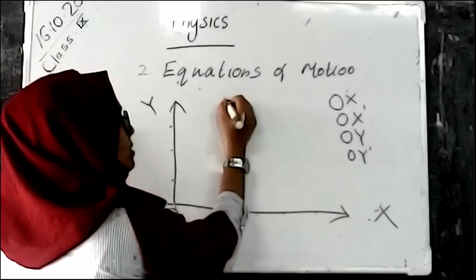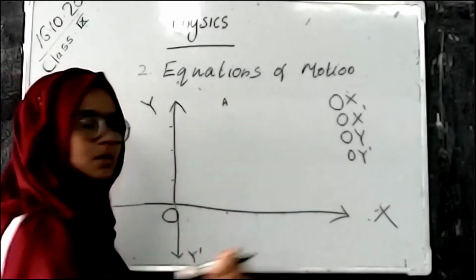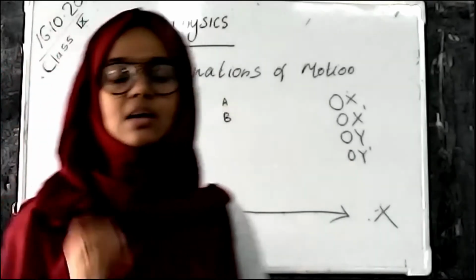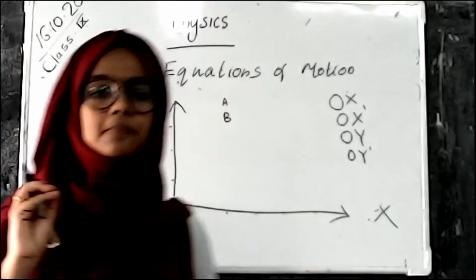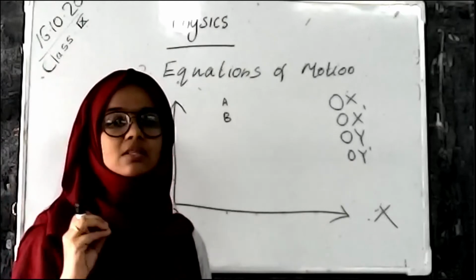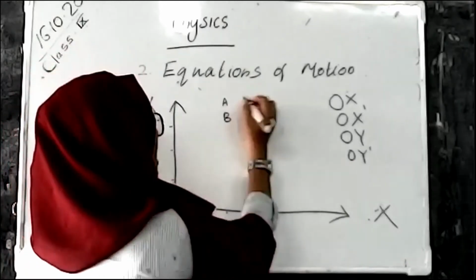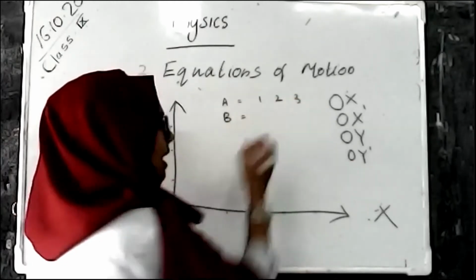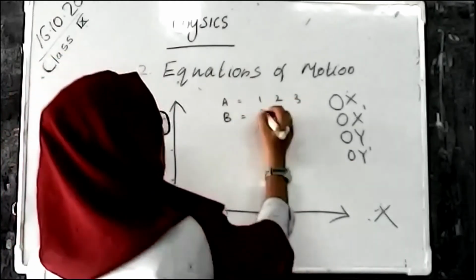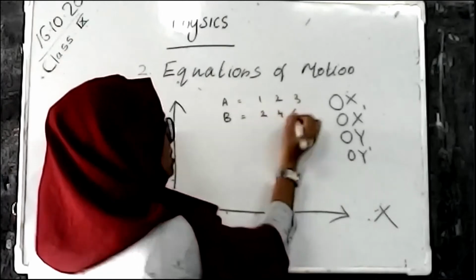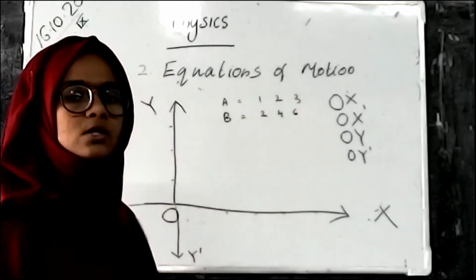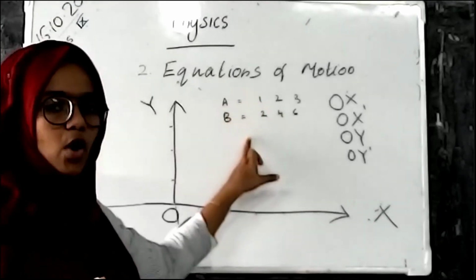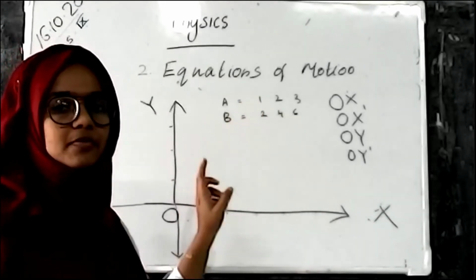Taking the two values, A is one value and B is another value. A has some points and B has some other points. So A is equal to 1, 2, 3 and B is equal to 2, 4, 6. We can use these two sets of points to draw a graph.